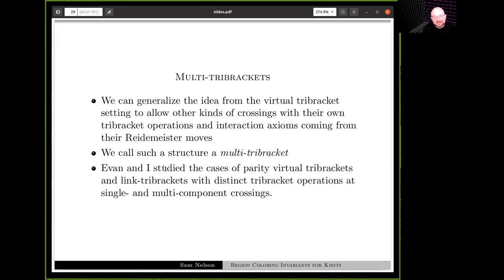So then another idea was to look at link tribrackets. So this is where you have different tribracket operations at single component crossings versus multi-component crossings. We're used to distinguishing single component from multi-component crossings for computing, for example, the linking number of a link. And so these link tribrackets as well.